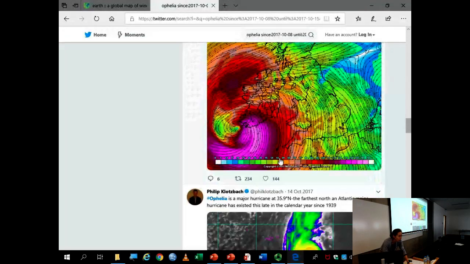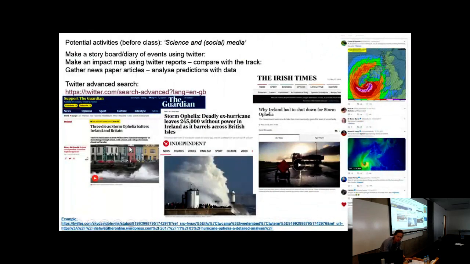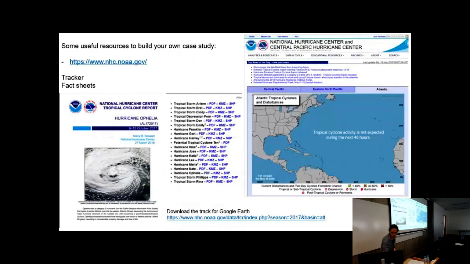But there's also a lot of very funny things on there, which makes it a little bit more entertaining. You can also start to look at all the newspapers and all the drama that was going. It was going to be the end of the world, but it's really good to analyze what the predictions were and then compare it with what I just showed you, the wind data, for example, and see, is that really what happened? So there's a lot that you could do.